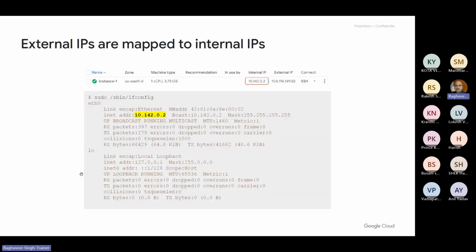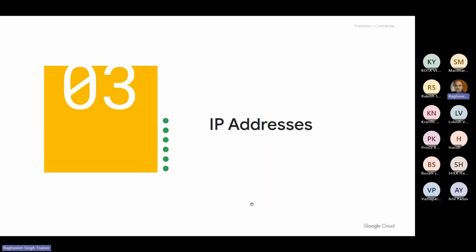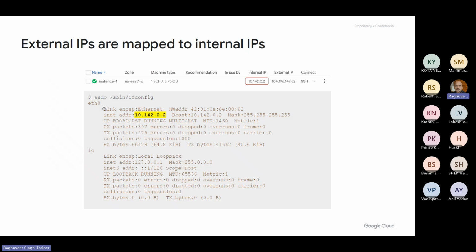This is how it is mapped. It says that the VM doesn't know its external IP. It only knows its internal IP. So that's how they map the IPs. You can see this is an instance which is using Linux. That's the reason you see this command sudo, or you see the connection method as SSH here. Here you can see this is the private IP address of the instance, and this private IP address is mapped to the VM. The VM doesn't know its public IP.